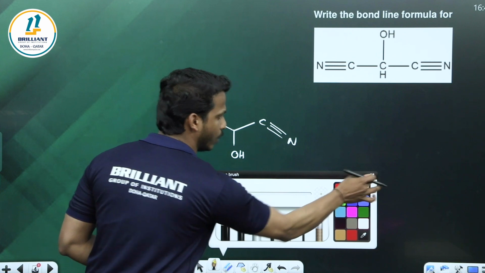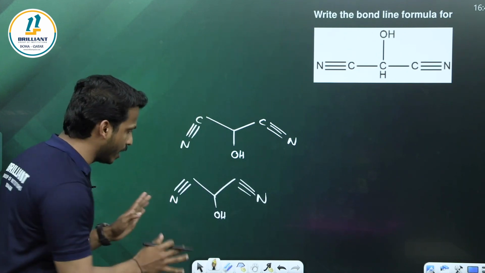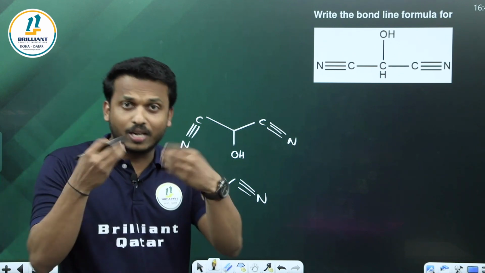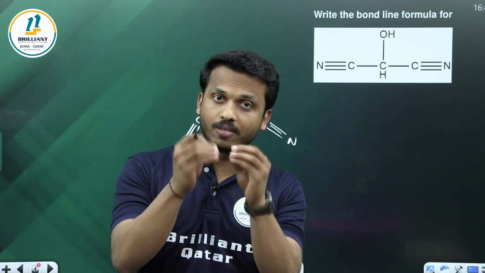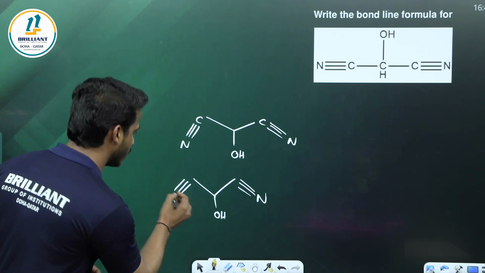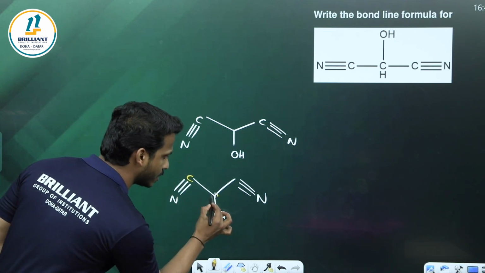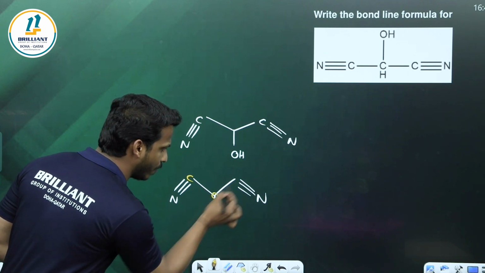What is its meaning actually? This nitrogen is already there. You know, if some heteroatom like oxygen or nitrogen is present, we have to specifically mention that. So this is nitrogen, and this gap indicates there is a carbon. What is this carbon? C. Already 1, 2, 3 valency completed.